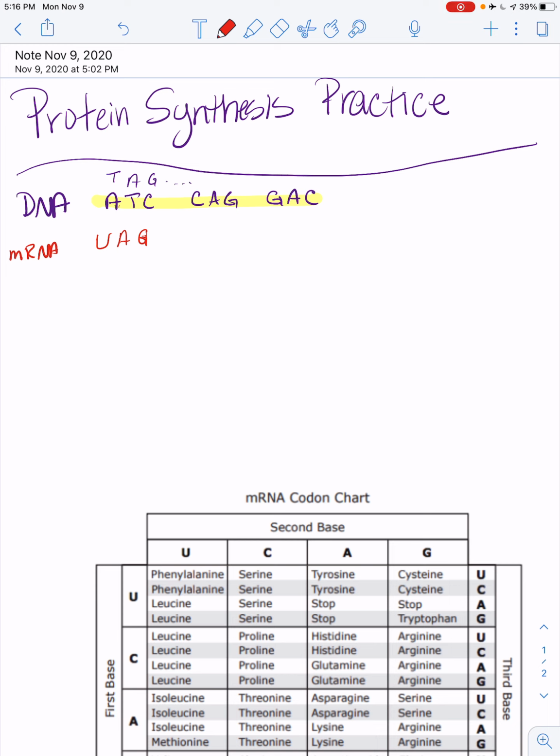C is still going to base pair with G. A, again, is going to base pair with U. G is going to base pair with C. G again with C. A with U. And C with G. Okay, so that right there is the process of transcription. And because it is transcribing the DNA, DNA is found in the nucleus, so this means that this process happens in the nucleus.